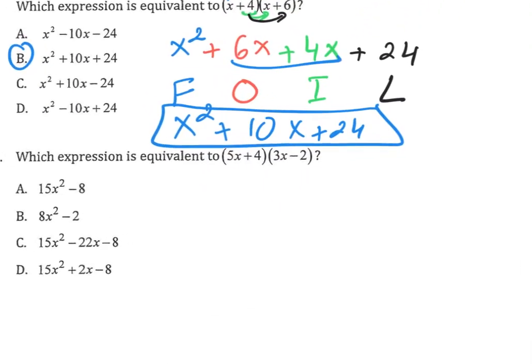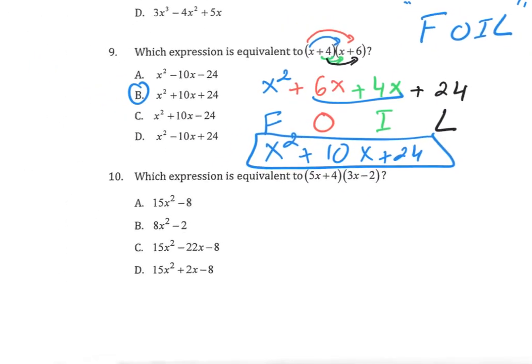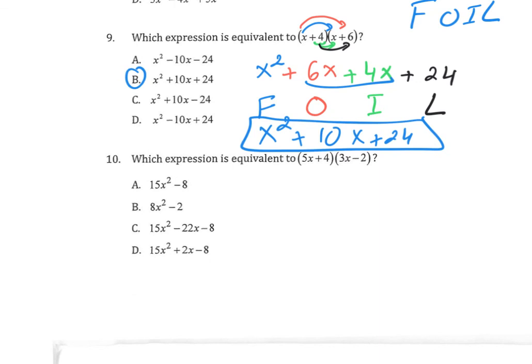Right? Now for number 10, which expression is equivalent to 5x plus 4 times 3x minus 2? We're going to do the same thing. That's FOIL. It's going to be 5x times 3x. That will be 15x squared, right? And the outer, it's going to be 5x times negative 2. That will be negative 10x. And inner, we have 4 times 3x, that will be 12x. And the last one, we got 4 times negative 2, that will be negative 8, right?